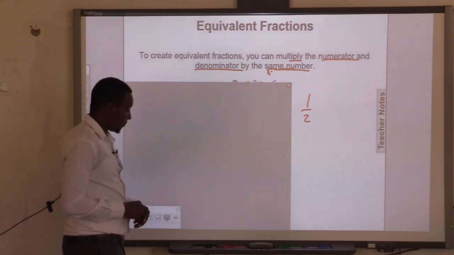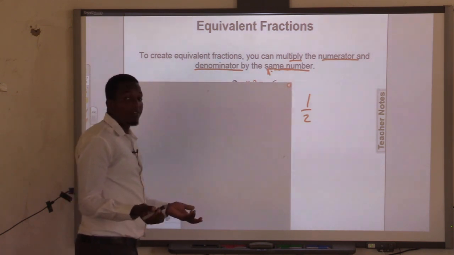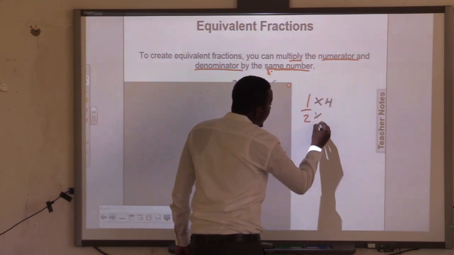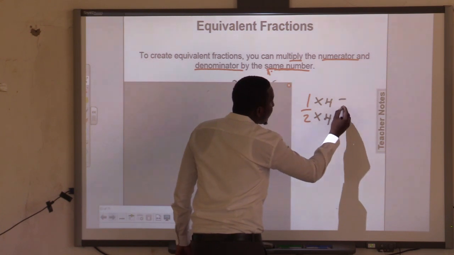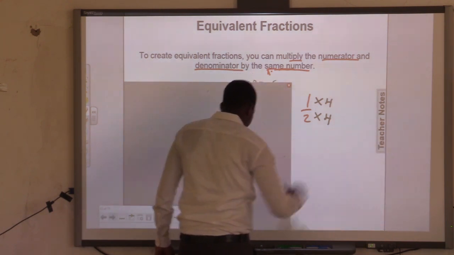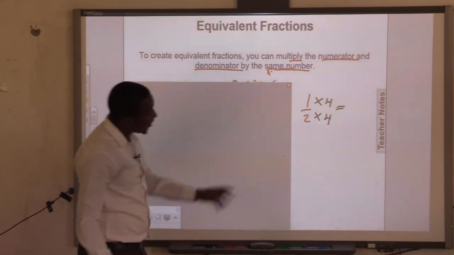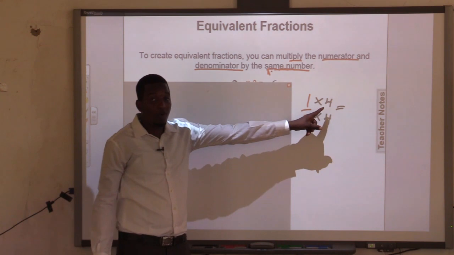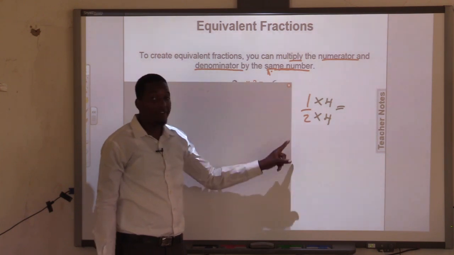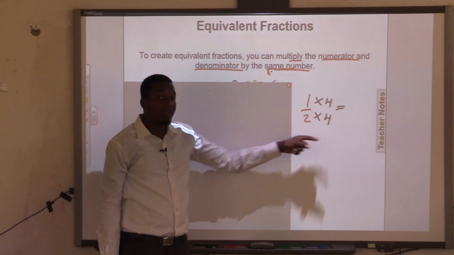If you do that multiplication, you are going to have a fraction that is equivalent to the fraction that you multiplied. So we choose a number, maybe we take 4. We are going to multiply the numerator by 4 and the denominator by 4. The fraction that we are going to have is going to be equivalent to the one that we have previously. Remember, we are dealing with the fraction half, where the numerator is 1 and the denominator is 2.